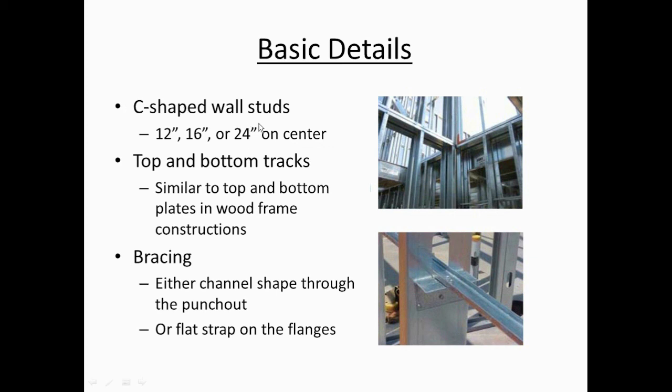Starting with the basic details, C-shaped wall studs are installed 12, 16, or 24 inches on center, which you can see in this slide here. They are capped with tracks. This particular track is on the bottom. This particular track is on the top of the lower framing. We have to apply some bracing. Remember I talked about rotating around the shear center? This is how we do that in a load-bearing application.